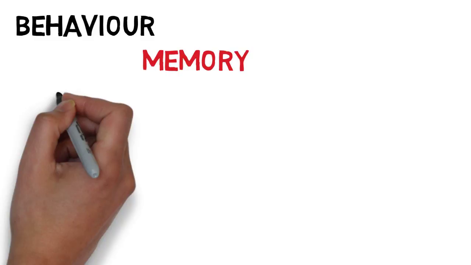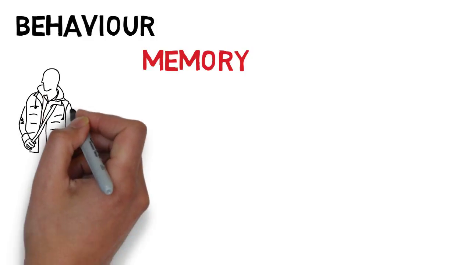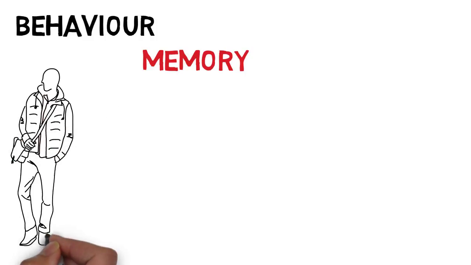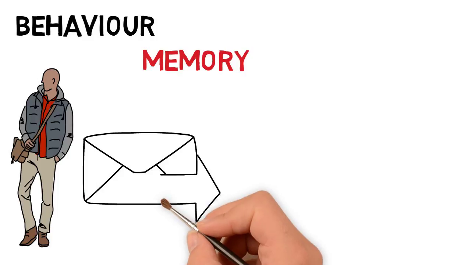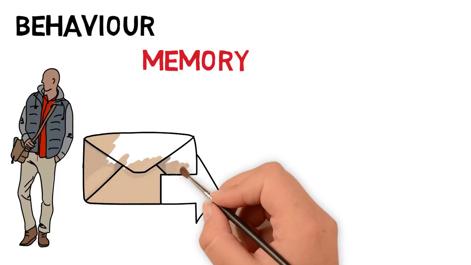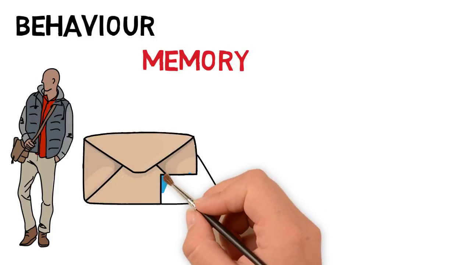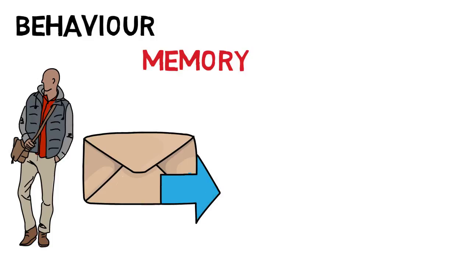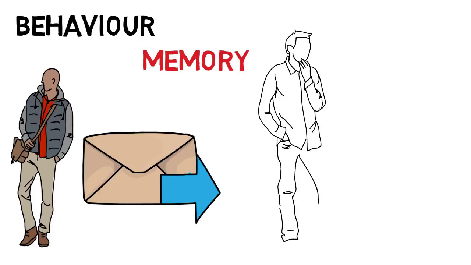Now dyspraxia can impact behavior, but the last characteristic I wish to mention is memory. In simple terms, memory is how we store and remember information. So Jack can't access his email account because he can't remember his password, and this issue again is associated with his dyspraxia. So in the end, we have constructed the following.